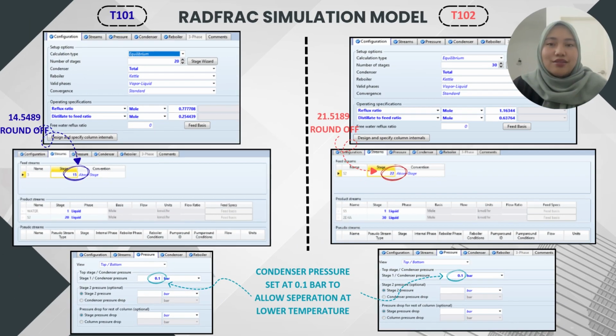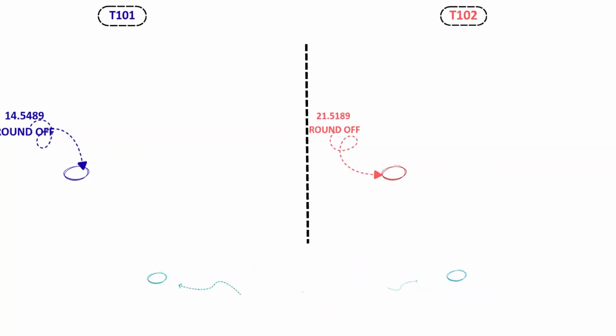After we get the data result from the STW, we will proceed to use RadFrac with the parameters needed for specification. Both distillations use kettle reboiler, vapor-liquid phase, and total condenser. The parameters like actual reflux ratio, number of actual stages, feed stage, and distillate to feed ratio fraction are placed as shown in this slide. The feed stage will be run to ensure that the column provides at least the minimum separation needed. The pressure is adjusted to 0.1 to lower the boiling point, making it easy to separate at a lower temperature.